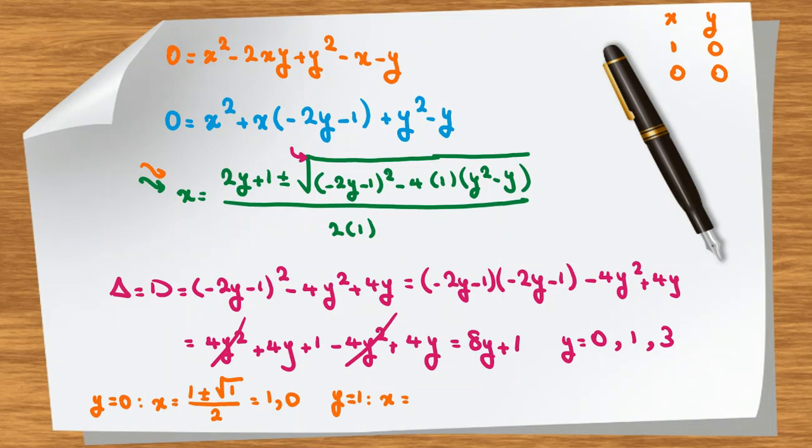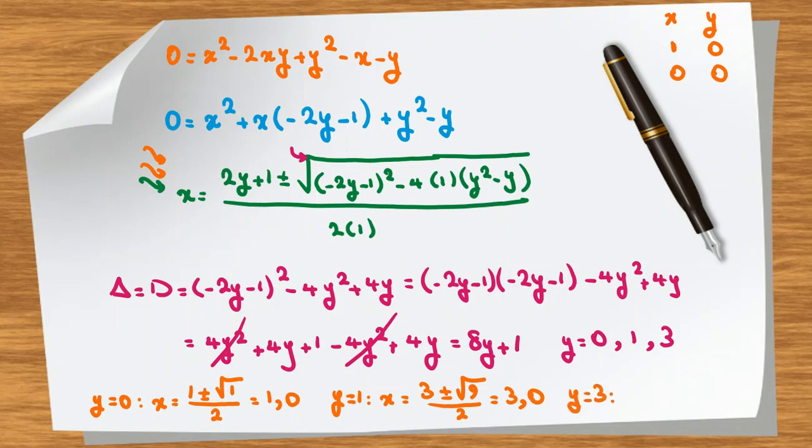If you check y equal to 1, x will be what? It will be 2y plus 1, 2 times 1, 2, plus 1, 3, plus minus the square root of, we've calculated, 8y plus 1. 8y is 8 times 1, 8, plus 1, 9, over 2. It will be 3 plus minus 3. 3 plus 3 over 2 is 3, 3 minus 3 is 0.